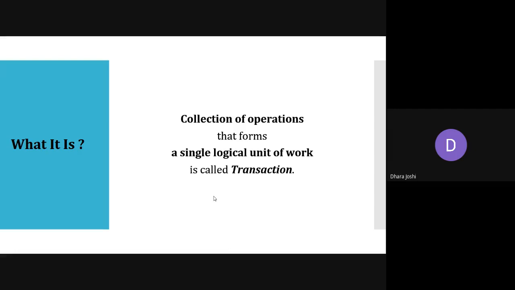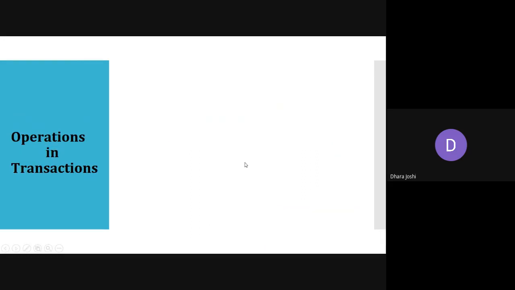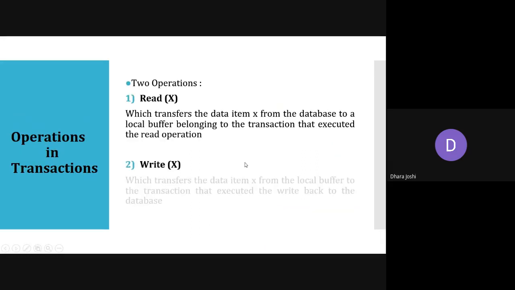Okay, so what is a transaction? It is a collection of operations that forms a single logical unit of work. This is the definition. Then we saw this as a set of operations, and as we all know, in a transaction we deal with only two kinds of functions. The first one is the read operation and the second one is the write operation. Read means from the database we are just reading the values, and write means we are updating the values in the database.